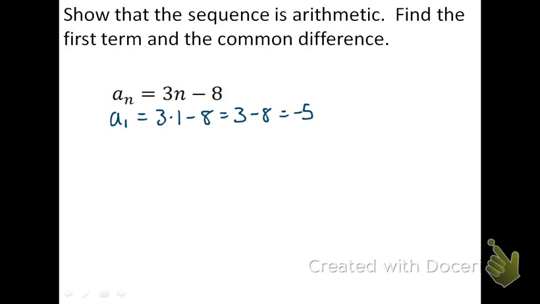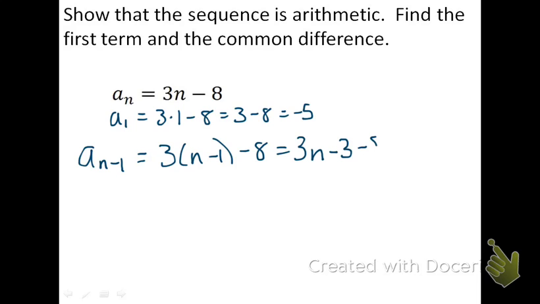Now how are we going to find the common difference? Well, let's do this the way the homework is going to ask you to do it. We know that a sub n is 3n minus 8, and for a sub n minus 1, the term before a sub n, we're going to plug in n minus 1 for n. So we have 3n minus 3 minus 8, which is 3n minus 11.